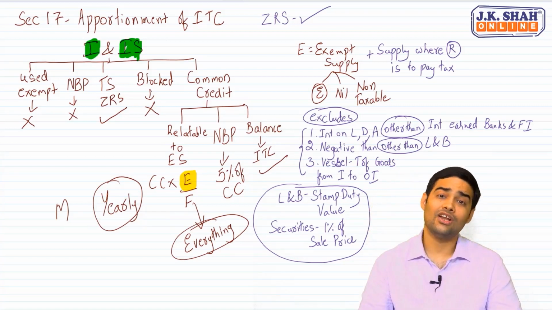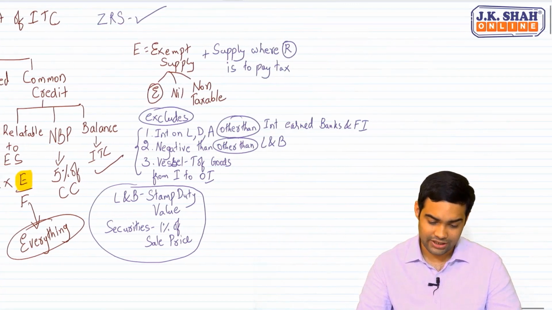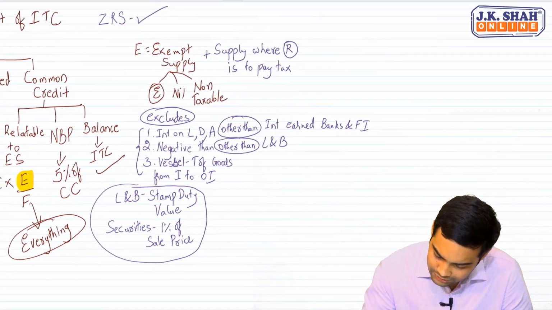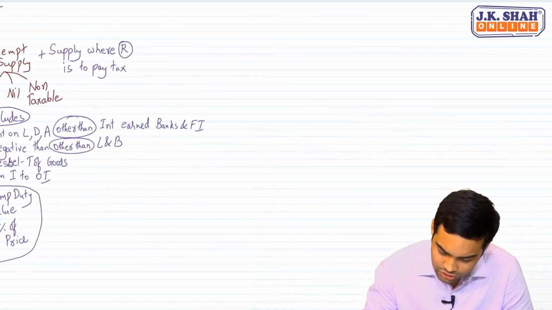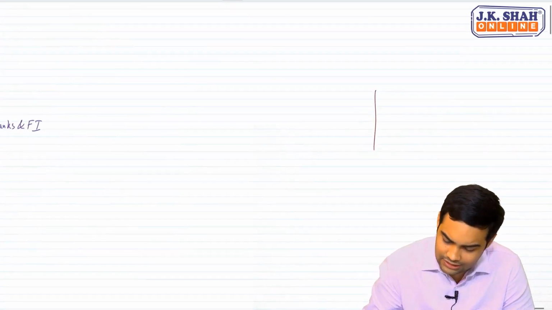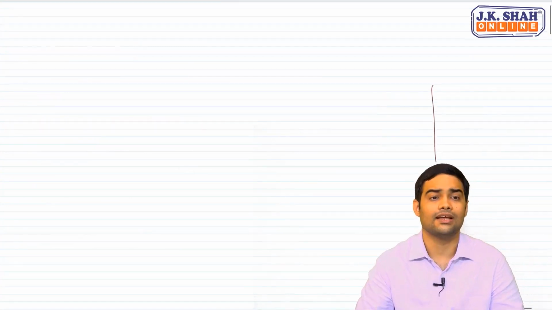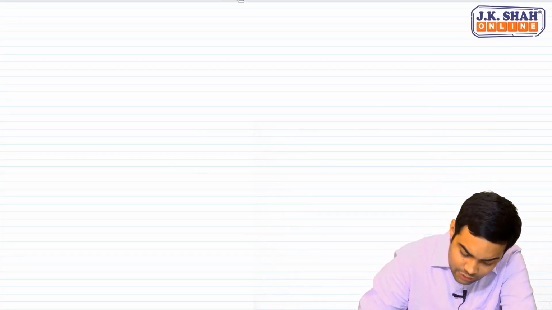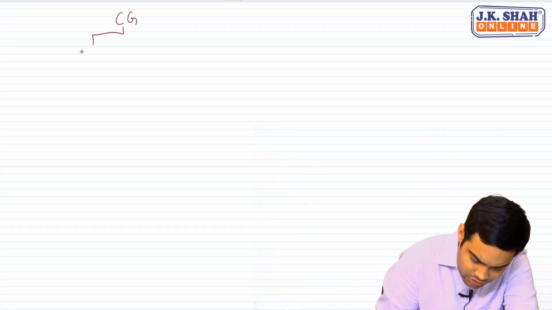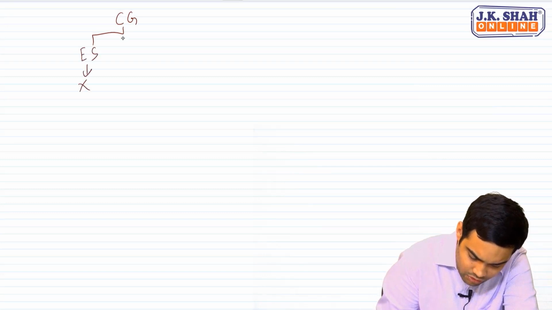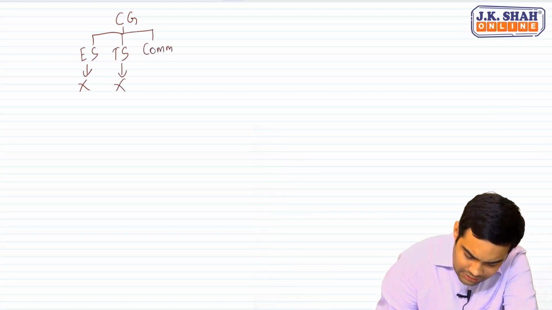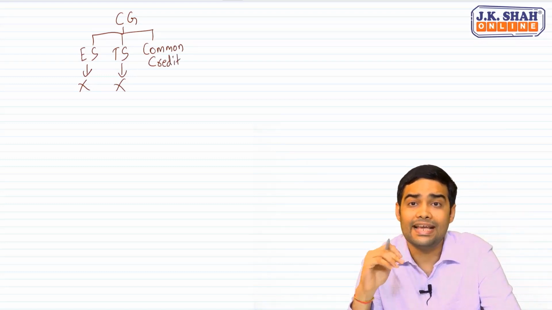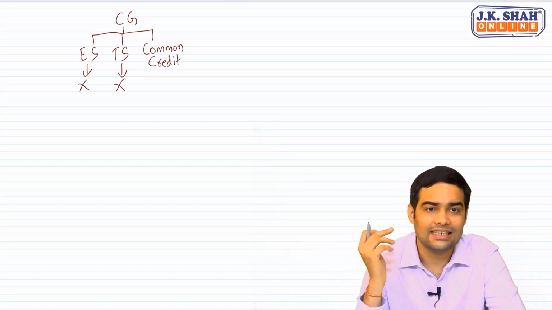Okay. Now let's talk about capital goods. Another very important discussion. See, when we talk about capital goods, the first thing which you should understand. See, capital goods which are used exclusively for exempt supply. Will you get ITC? No, sir. Capital goods used for exempt supply exclusively? No. Used for taxable supply? No. Used for both, which is called as common credit, like packing machine or any other machine which is used for making taxable supplies as well as exempt supplies.